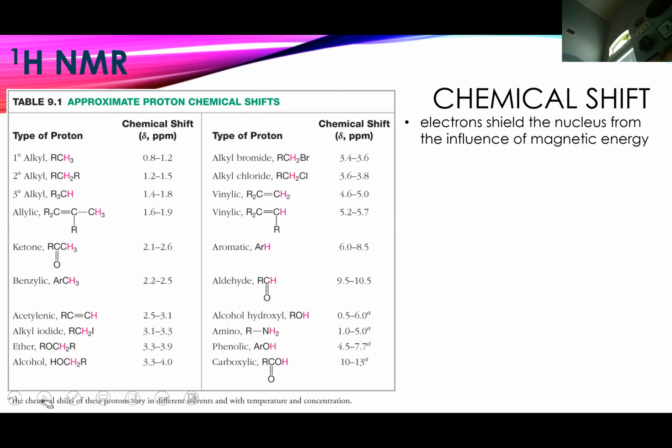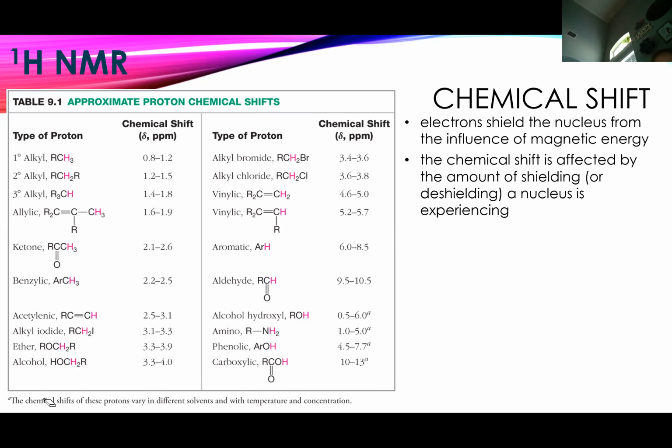So the reason this occurs is that electrons shield the nucleus from the influence of magnetic energy. So think about the electron cloud around the molecule. If that electron cloud is very, very large, remember that the nucleus is the part that's magnetic. The nucleus is the part that's going to feel the magnetic energy. So if you have a large electron cloud, it's going to interfere with that. The chemical shift is affected by the amount of shielding or de-shielding a nucleus is experiencing. So the more dense the electron cloud is, the more shielded we say the nucleus is.